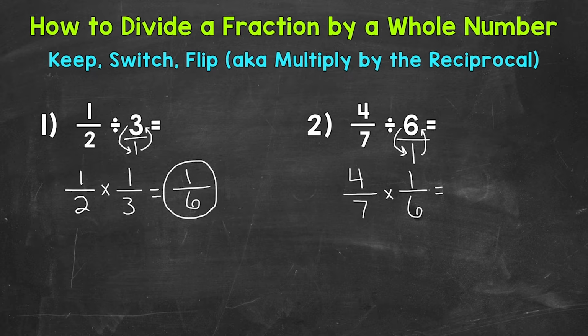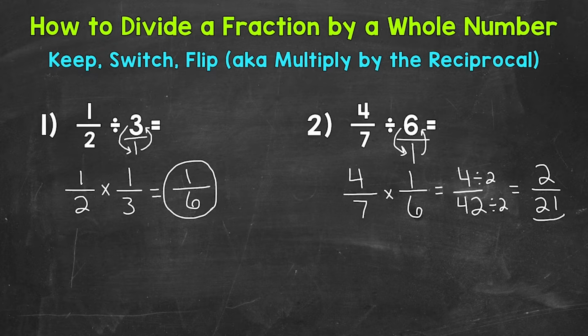And we can multiply straight across. 4 times 1 is 4. 7 times 6 is 42. So we get 4 over 42, which can be simplified. 4 and 42 have a greatest common factor of 2. So let's divide each of these by 2. And we get 2 over 21 for our final simplified answer. So there's how to divide a fraction by a whole number.